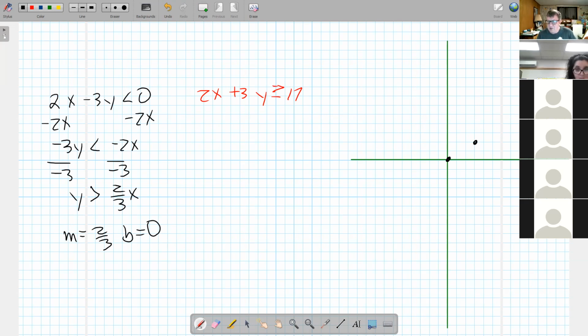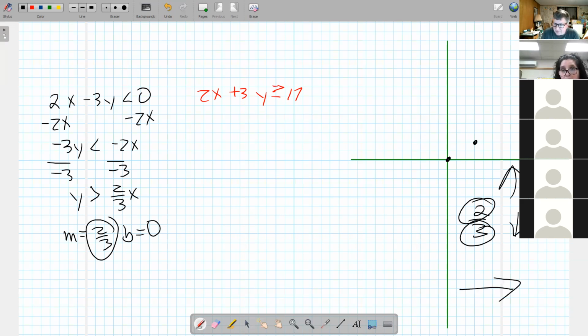Somebody was concerned about the slope, so let's talk about the idea of the slope. If I have 2/3, the numerator of that fraction is the up or the down. That's the y value. The denominator is the x value. You're always going to want to do a slope from left to right. And if there's a negative sign somewhere in that fraction, you want to assign it to the numerator. So if it's positive, you're going to go up. If it's negative, you're going to go down. And then you're always going to go to the right.